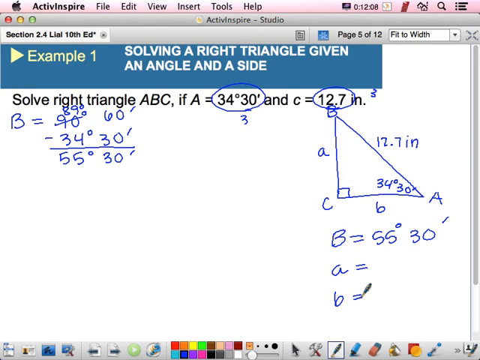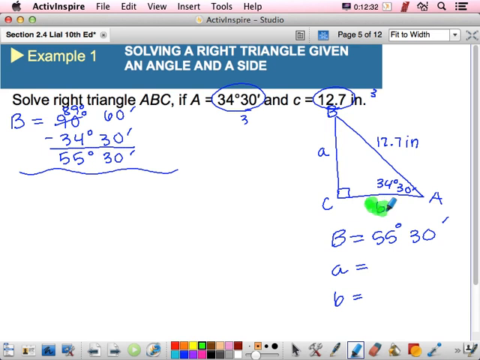Now you have to decide which one to use depending on what you know and what you want to find. So you pick. Do you want to find little a or do you want to find little b first? Little b? All right, little b. Let's find little b first. If we find little b, that means I'm trying to find this side right here.